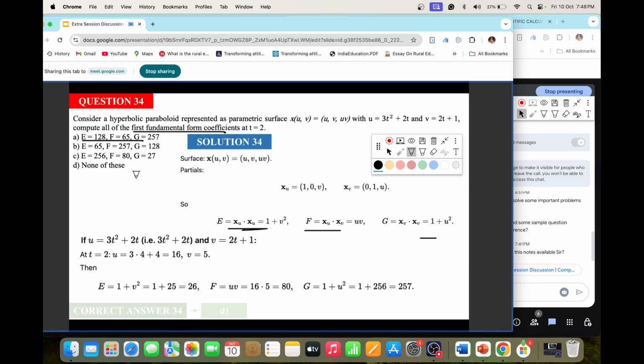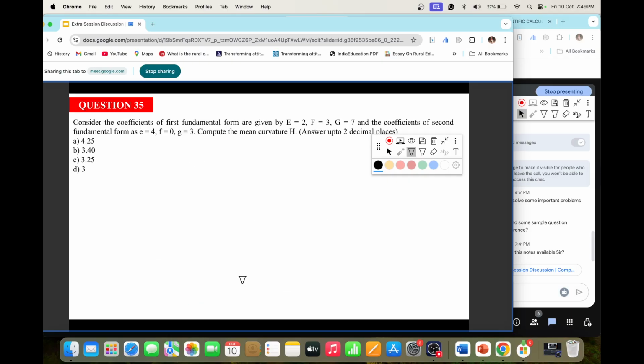So once you have E, F, F, G, you can easily form it. Otherwise, if just E, F, G has been asked, just put the formula E this, F this, and G this, and you can get the answer. Again it is very simple. So this is regarding question number 34.